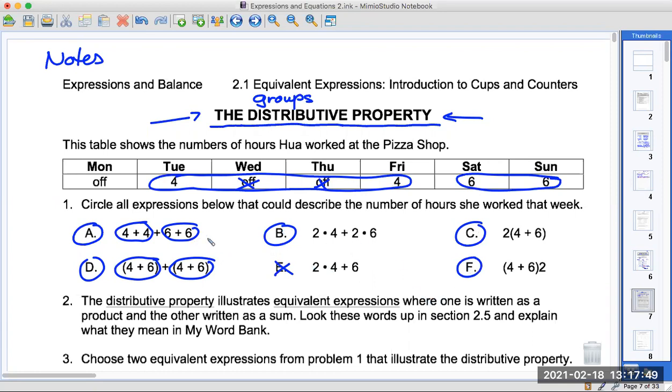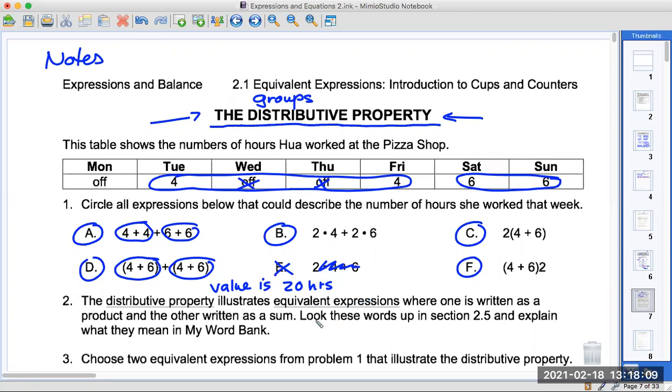If you look, the value in all cases is 8 plus 12, 20 hours. So that's not 20, right? So we're going to cross this one out. All the others are 20 hours.